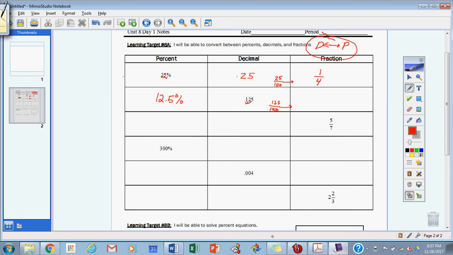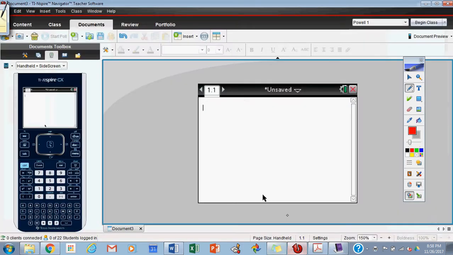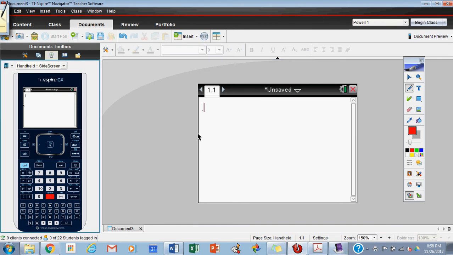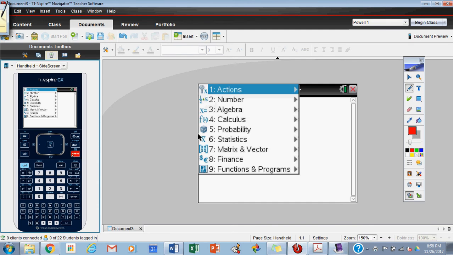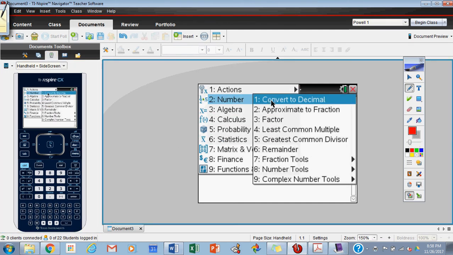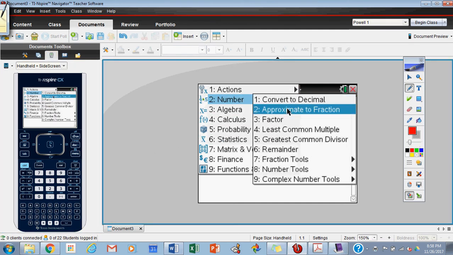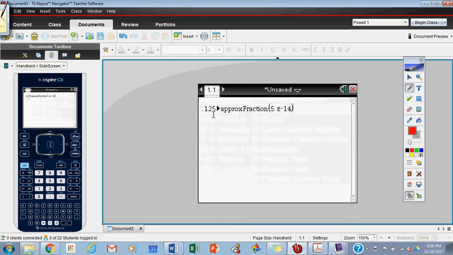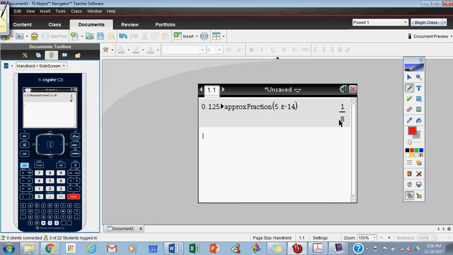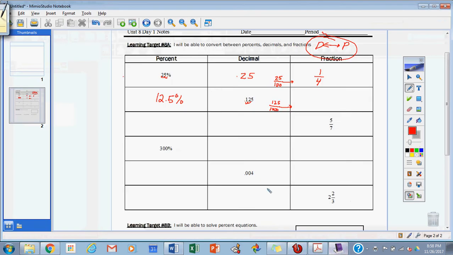But I want to show you on the calc how nice this is. If we go to 0.125, I have a calculator here on the Inspire, 0.125. And then all I got to do is go to my menu, and then I can go to number, and I'll, right there, option 2, approximate to fraction. Boom. Do you want to approximate to the fraction? Yes, I do. I hit enter, and boom, they'll tell you 1/8. Okay, so that's great. So that's all I have to do for that. So I got 1/8 there.